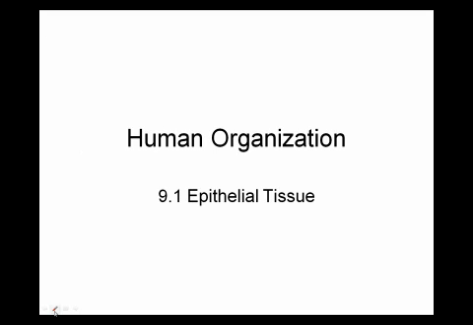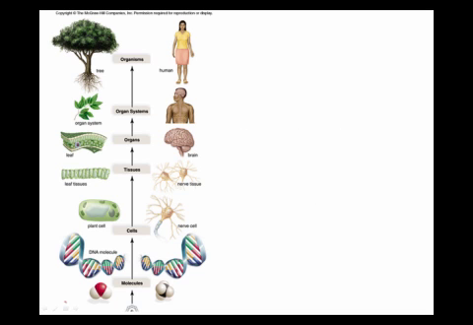Lesson 9, 9.1, Epithelial Tissue. One of our characteristics of life we discussed back in Lesson 1 was that living organisms are organized. This is our organizational hierarchy. Also, it's kind of been our roadmap over these last few lessons.